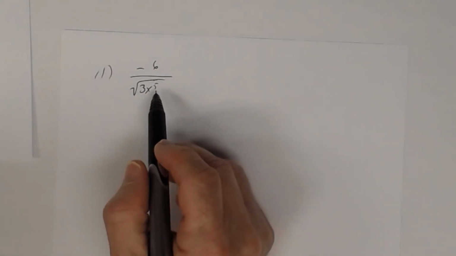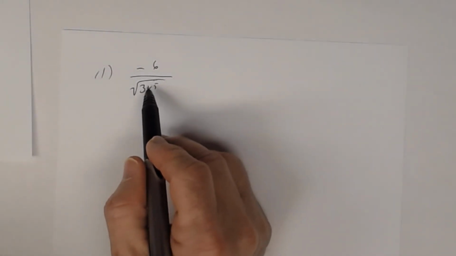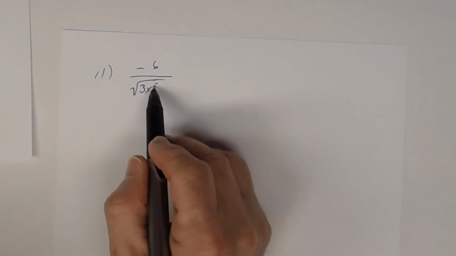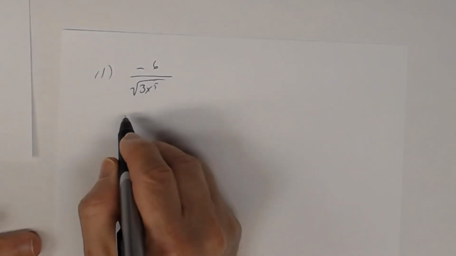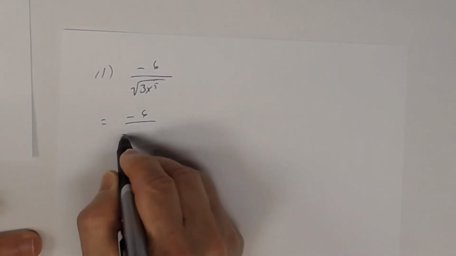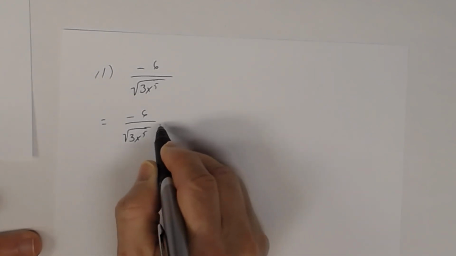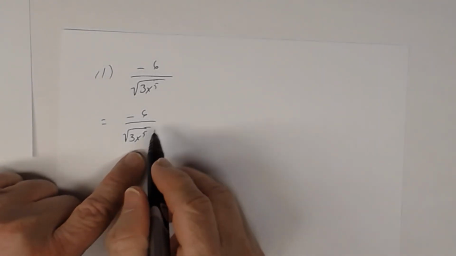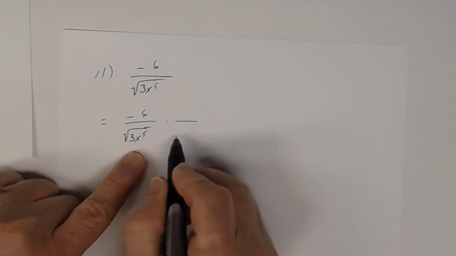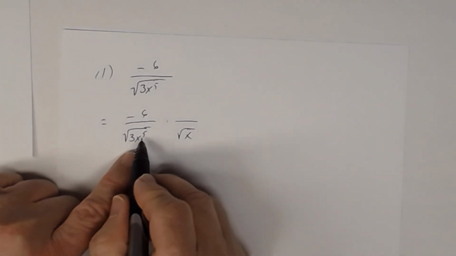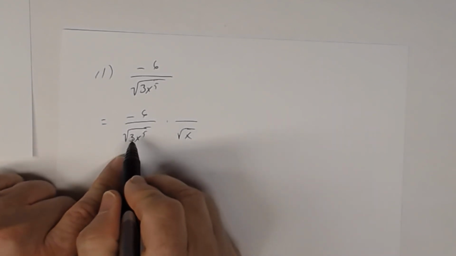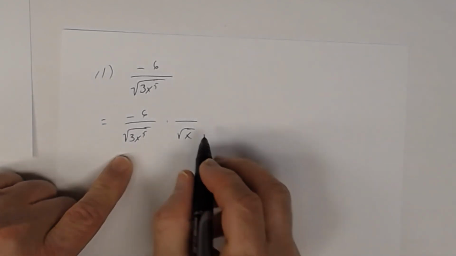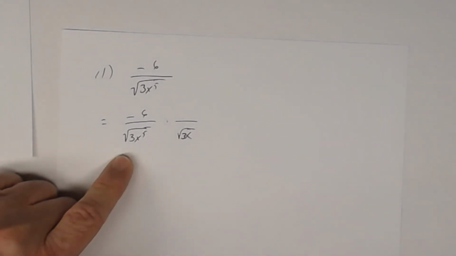All right, so here's what you're going to do, though. You're going to think, well, you see you have a square root, right? And then 5 is not divisible by 2. So that's a little issue. But I know that I can multiply both numerator and denominator by the square root of x, couldn't I? Because x to the fifth times x is x to the sixth. But you've got to be careful. There's also this square root of 3 you've got to deal with. So you need to multiply by the square root of 3x.